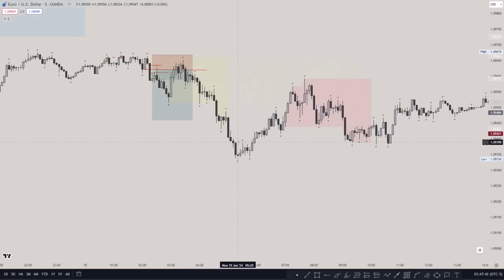So that's the type of entry: breaker block, or simply an old low or high aligning with the fair value gap after the market structure shift. This is called the unicorn. It's a very high probability setup. If you combine this with the kill zones as well as the macros, I've talked about macros before, it's going to be really a high probability one.